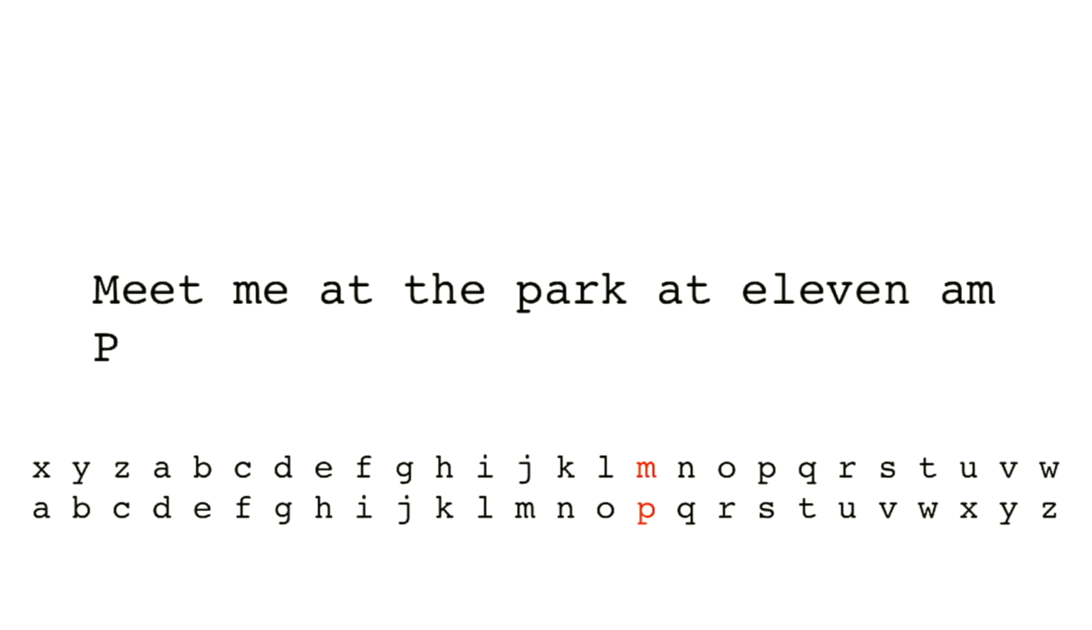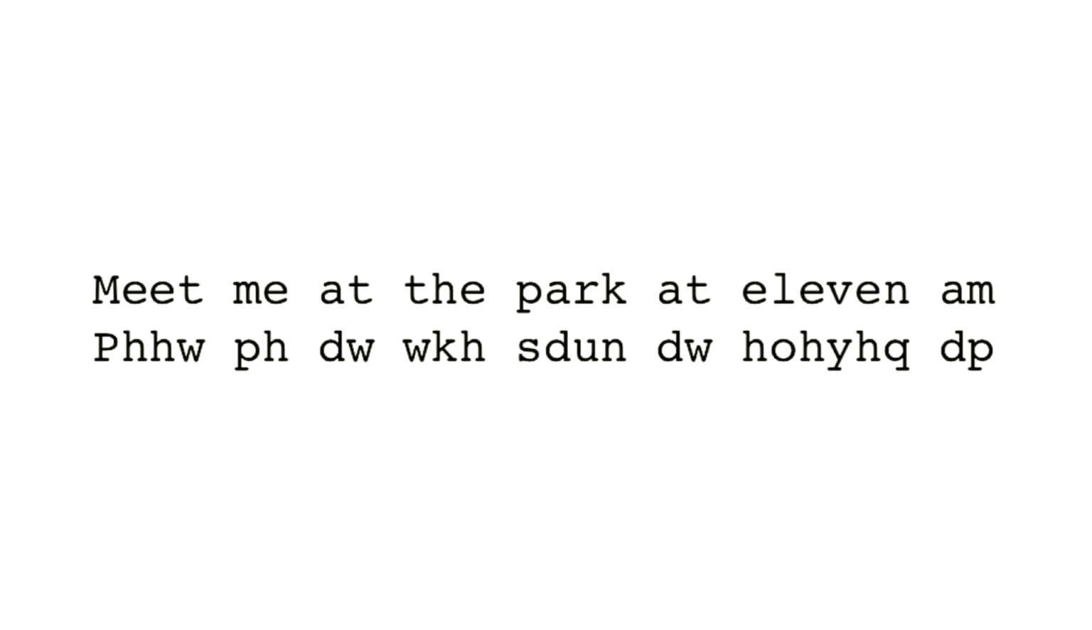So when Alice goes to encrypt her secret message to Bob, namely, meet me at the park at 11 a.m., she just makes the appropriate substitutions. M becomes P, E becomes H, and so on, until her unencrypted plaintext message is turned into encrypted ciphertext. It's definitely not the most romantic sounding, but Alice believes that it'll do.